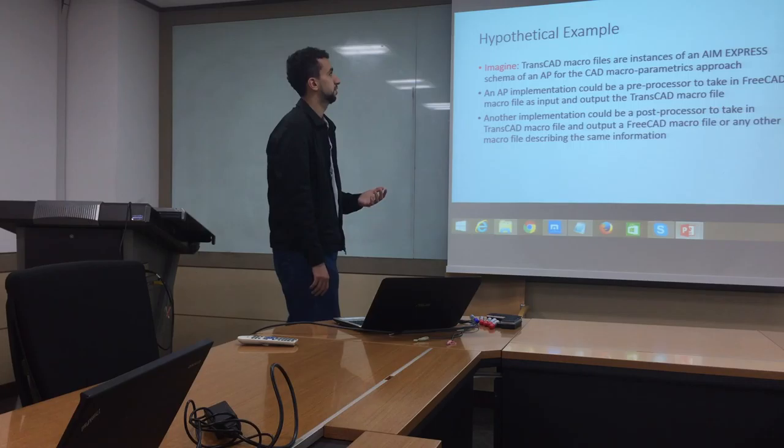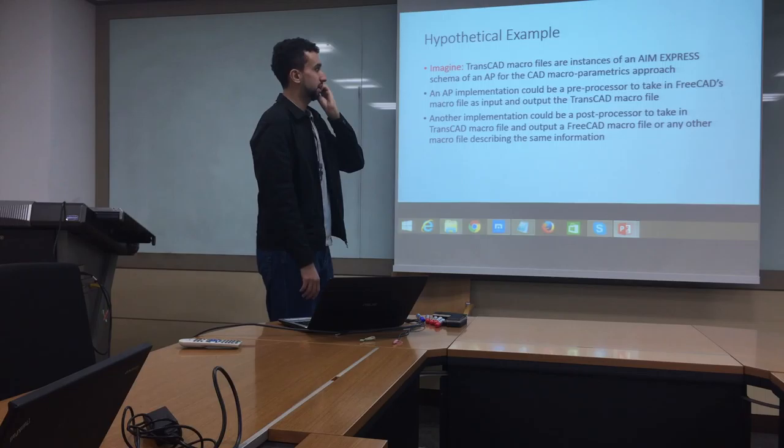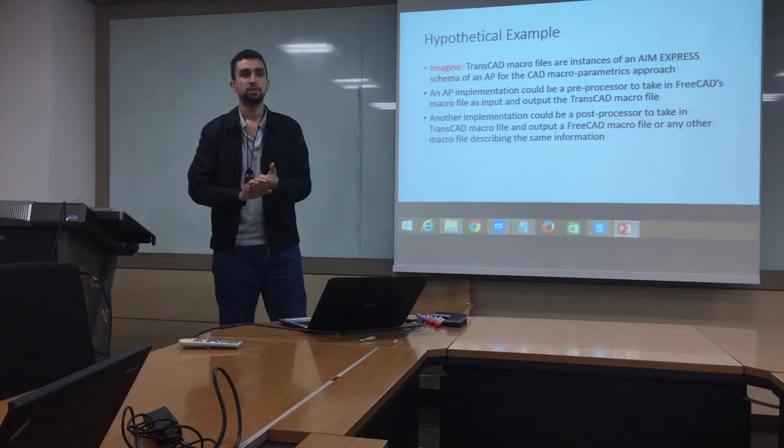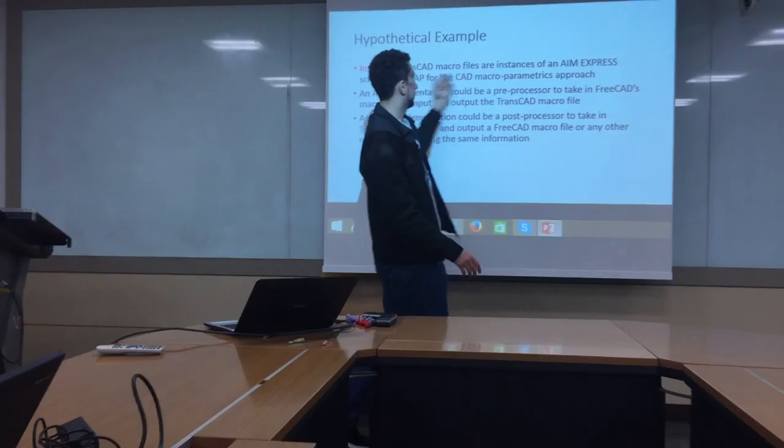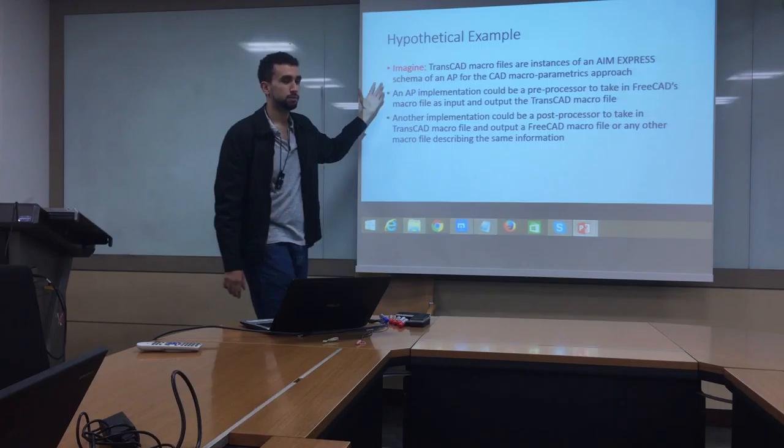So imagine that we have an AP for the macroparametrics approach. The macroparametrics approach is actually an AP. And we are trying to make the implementation for a preprocessor and postprocessor to make a transcat macro file, which is like an instance of an EXPRESS file. Now this is not true, it's actually an XML file. But let's assume that, just to understand how the analysis and the implementation work.